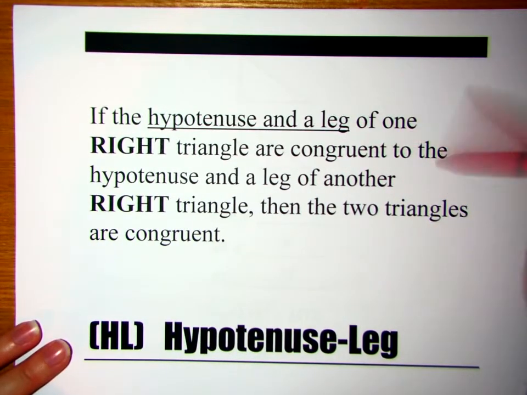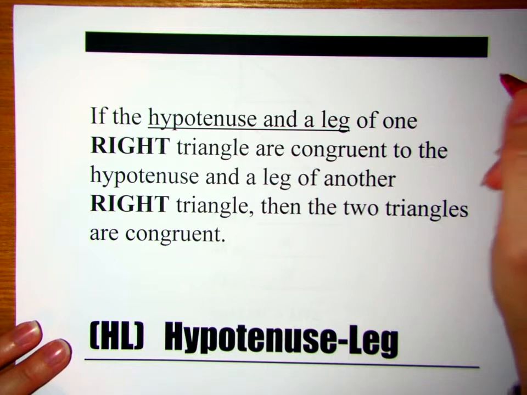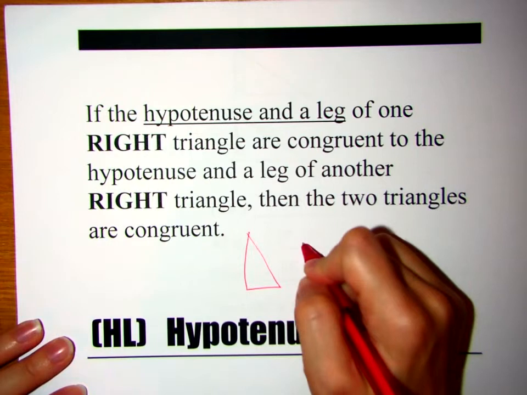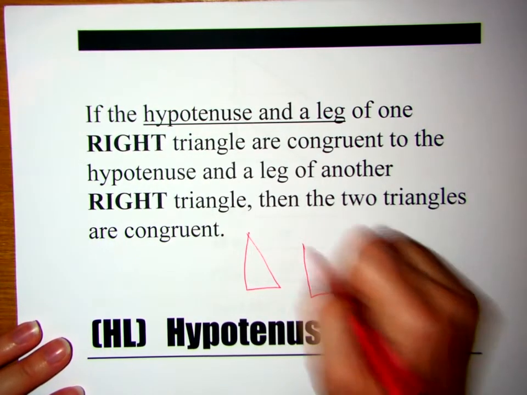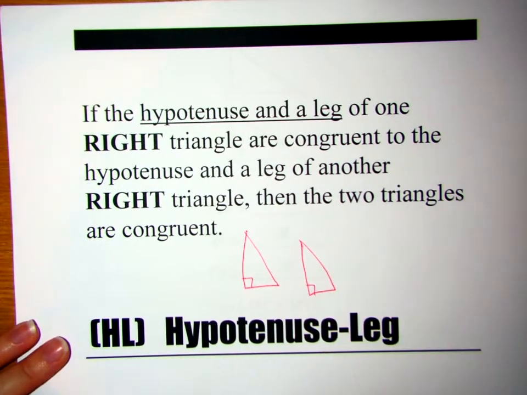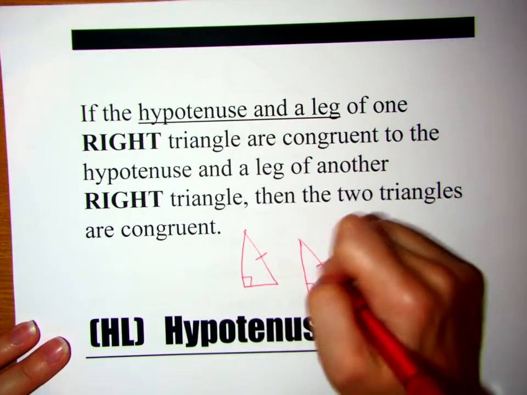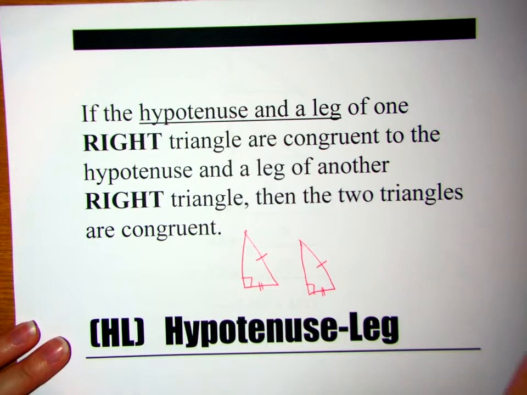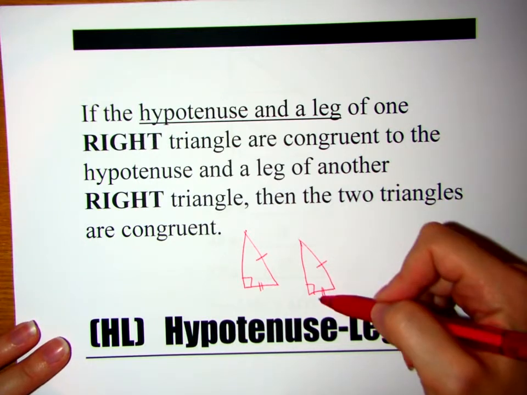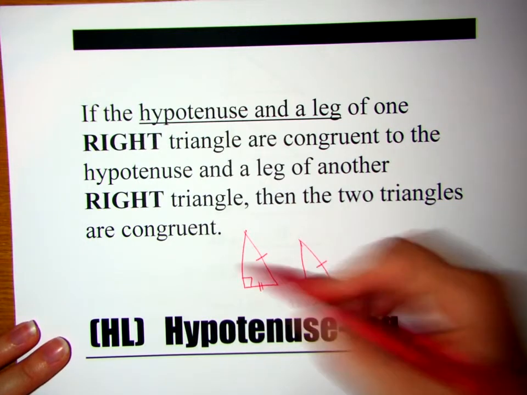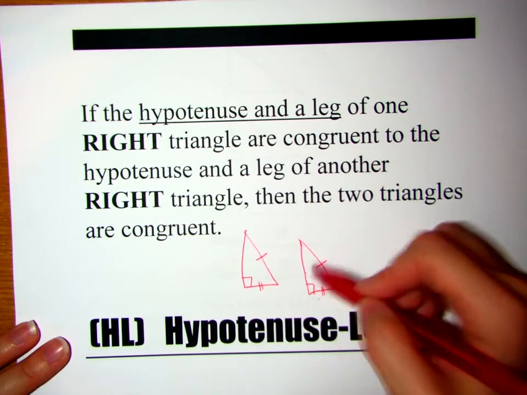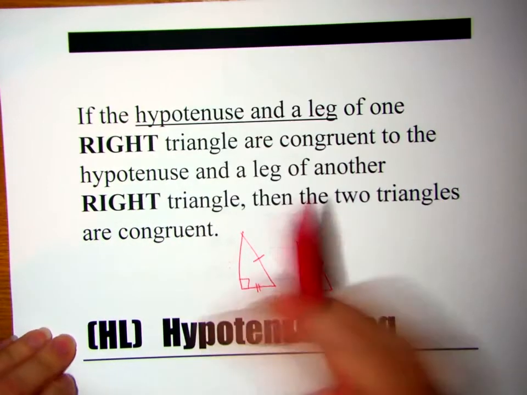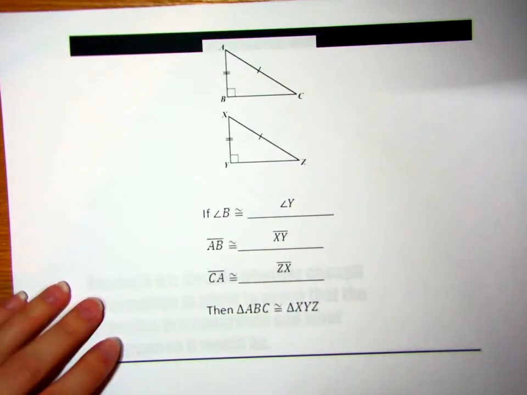If the hypotenuse and the leg of one right triangle are congruent to the hypotenuse and the leg of the other, then the two triangles are congruent. So we've got a right triangle. I'm going to say this hypotenuse is congruent to this hypotenuse, and then one of the legs is congruent to the other leg. Well, it makes sense, because if we use the Pythagorean theorem to find the third side, these two sides would be congruent, because if these measures are the same, then obviously the final leg would be the same. So these two triangles are then congruent.